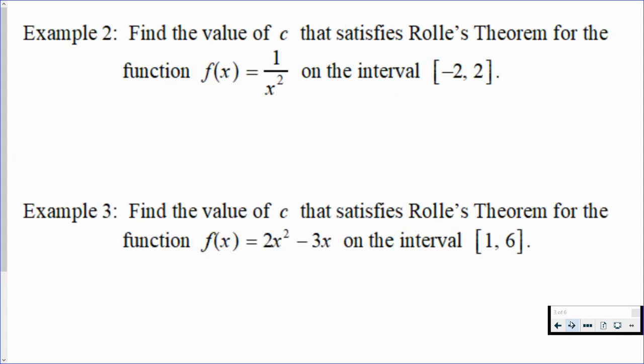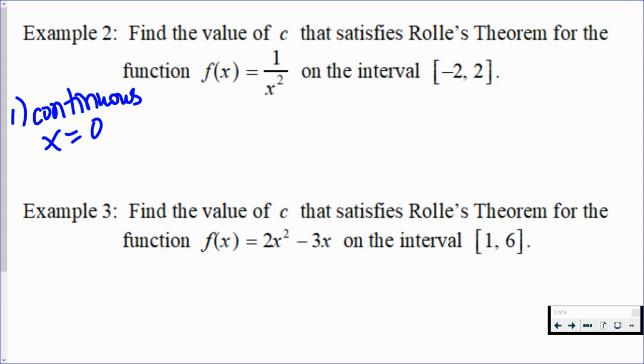Okay, let's try another couple. Number 2 here, we've got the function 1 over x squared on the interval -2 to 2. Okay, so we want to start by checking our conditions. Is this function continuous on the given interval? Well, we know that the only place this one's not going to be continuous is at 0, because that would make the bottom equal to 0. We have an asymptote there. So is 0 on our interval? Yes, it's in between -2 and 2.